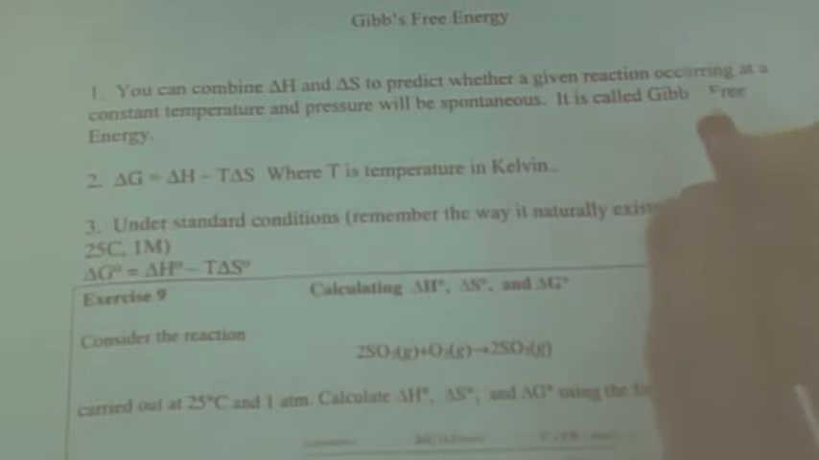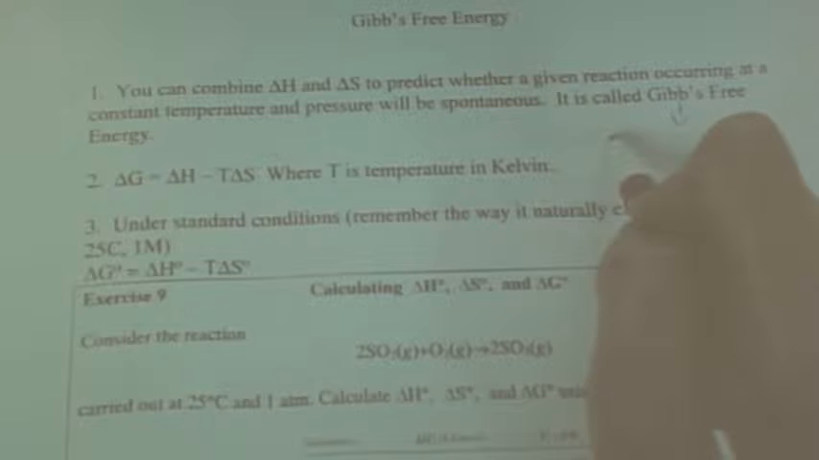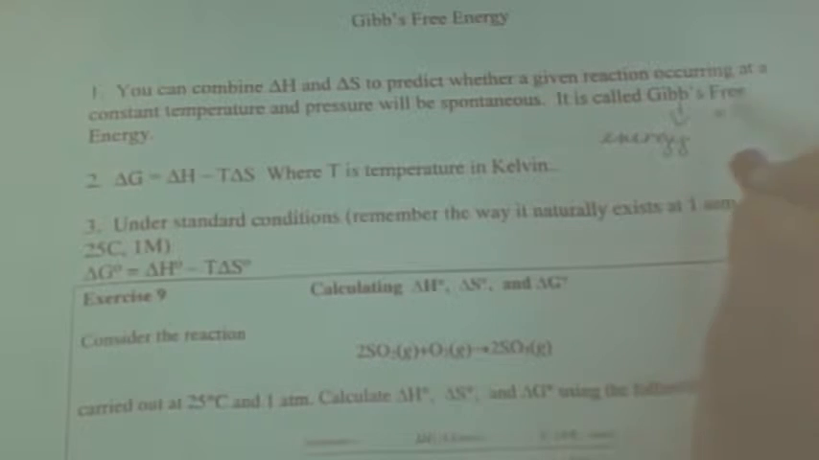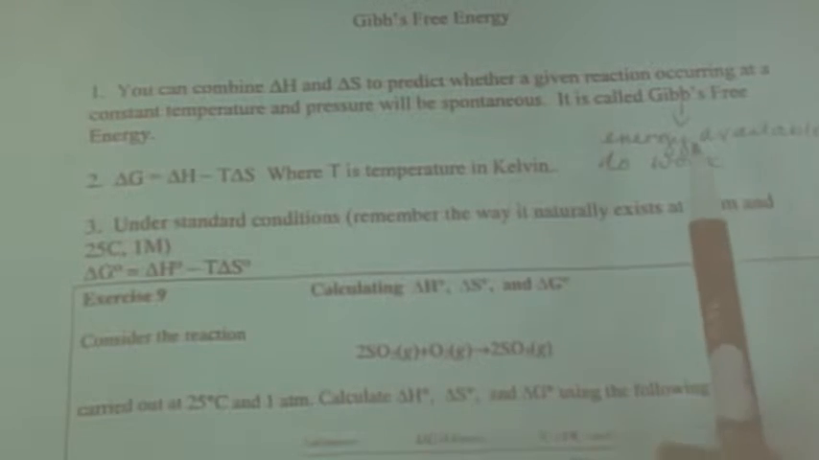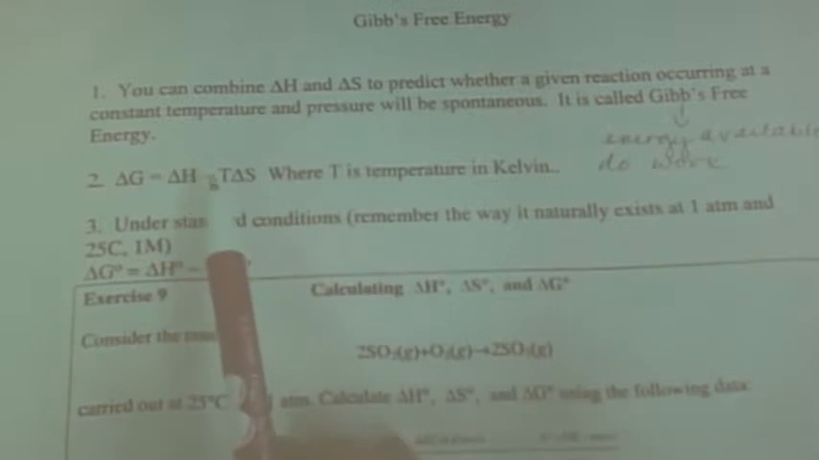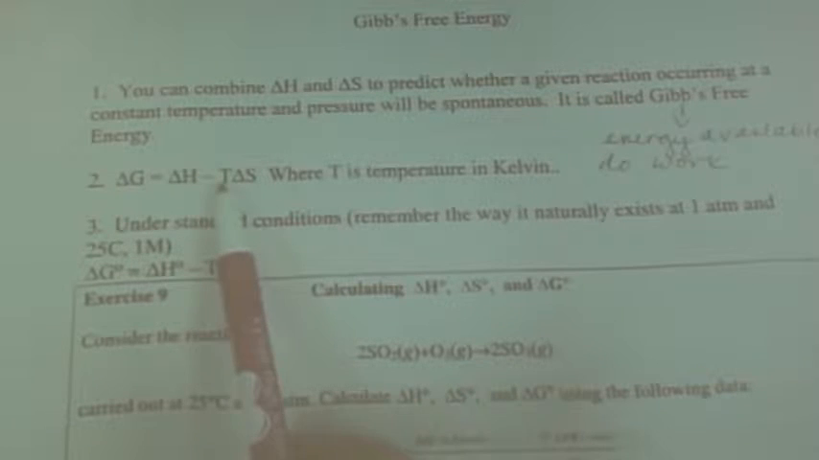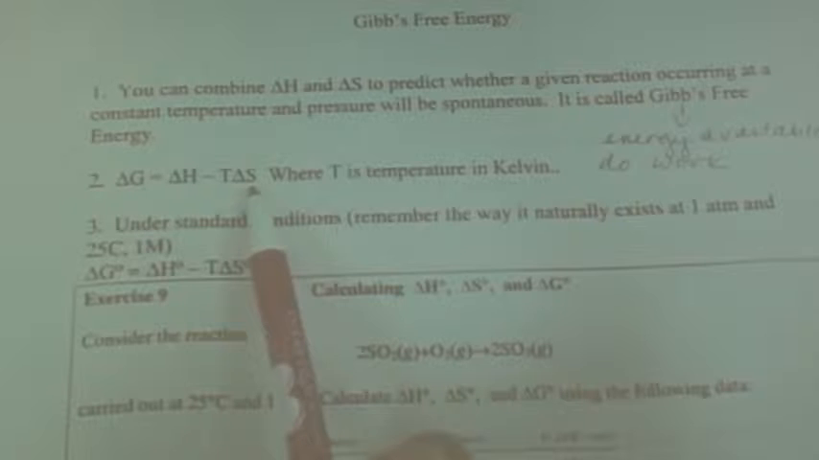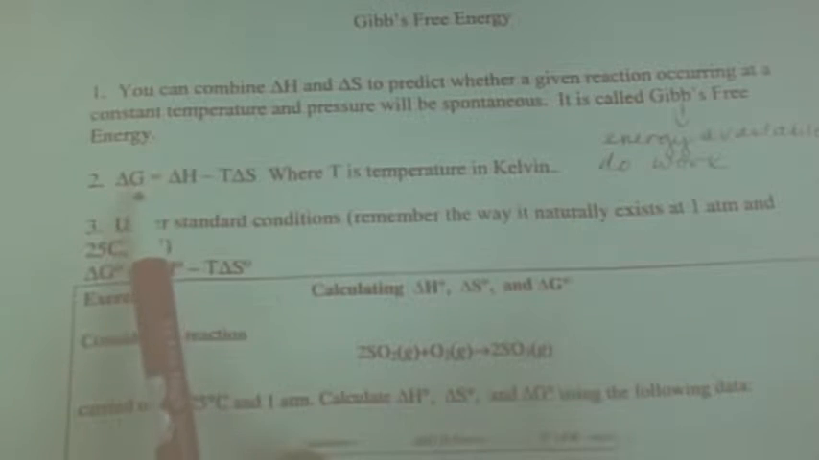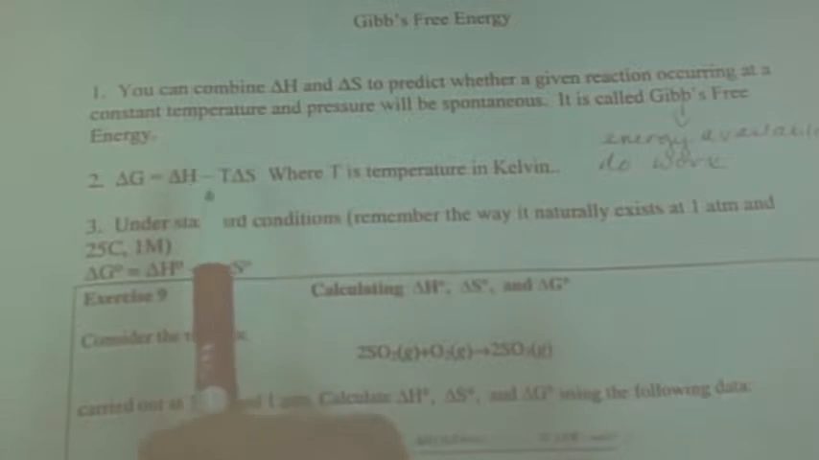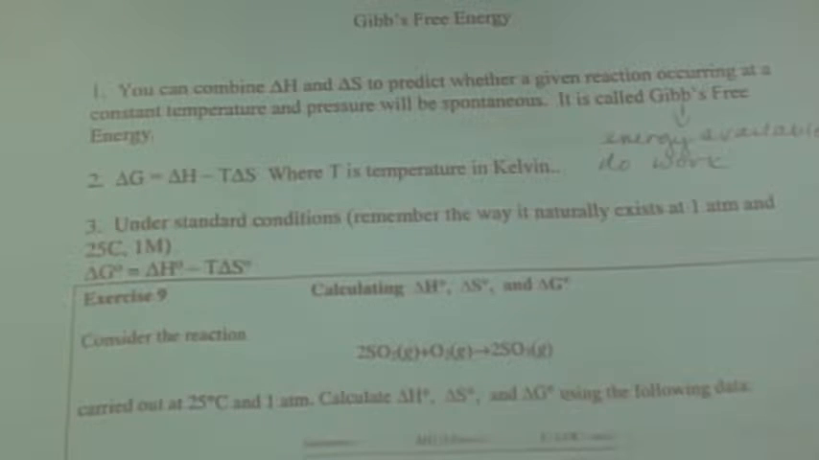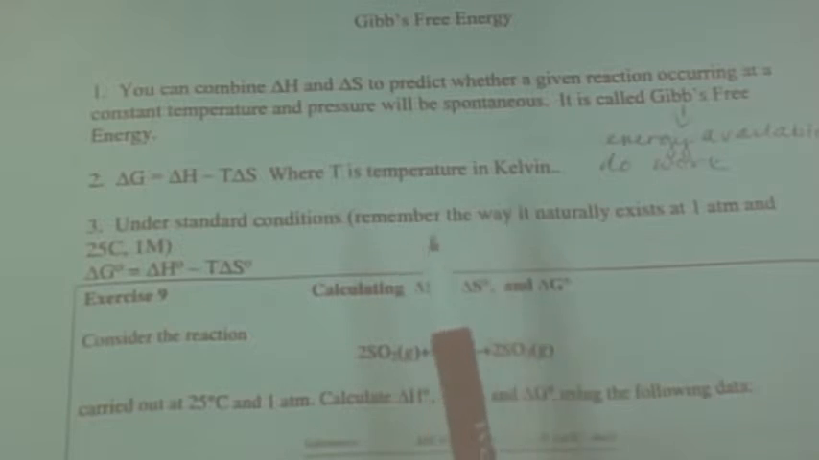Gibbs free energy is defined as the energy available to do work, and the energy that's available to do work is based on the enthalpy, the heat content of the reaction, minus the temperature in Kelvin times the entropy of the reaction. If delta G is a negative value, it will be a spontaneous process. Now, remember, spontaneous means that it occurs without any outside intervention.